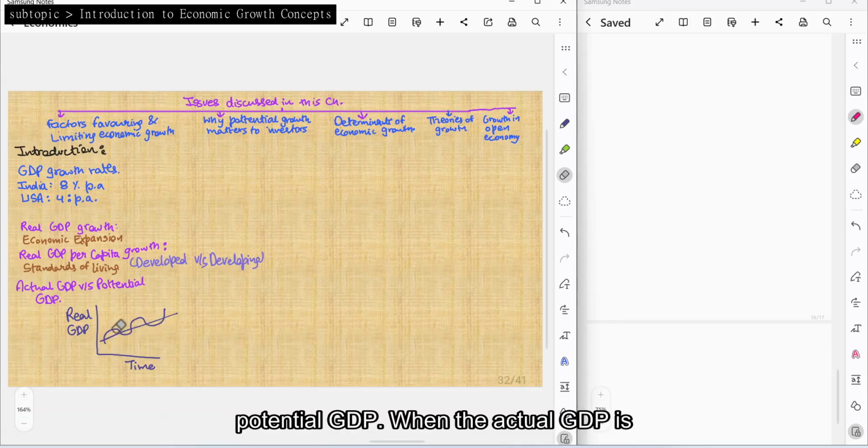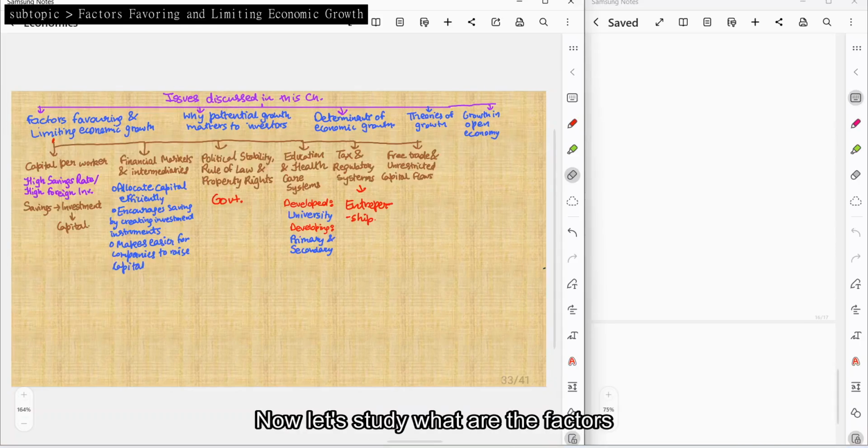When the actual GDP is more than potential GDP, we have the upward phase in business cycle, and when the actual GDP is below the potential GDP, we have the downward phase in business cycle. In this chapter, we are concerned with potential GDP, which represents the maximum level of sustainable GDP for a country. Now let's study what are the factors which favor and limit economic growth.